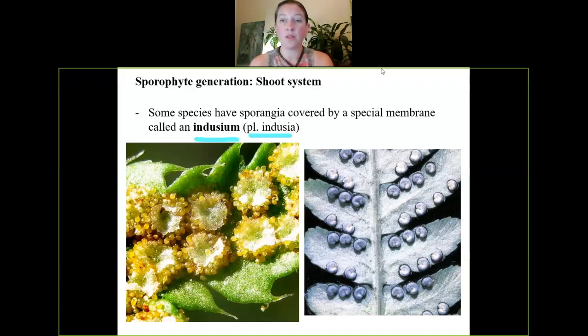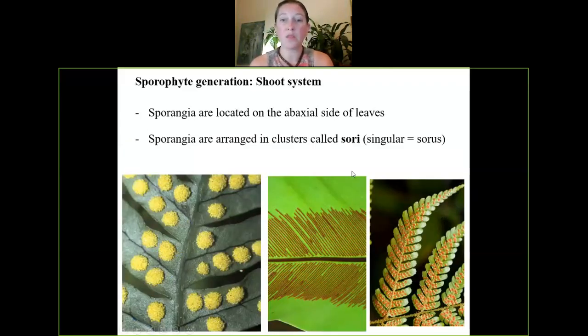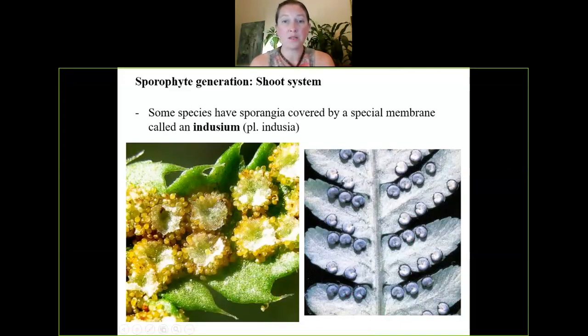So on the previous slide, none of these fern species have an indusium, right? There's no special membrane covering the sporangia. They're just there. You can see them with your eye, all those little dots. But these fern species have this special membrane that's called an indusium.